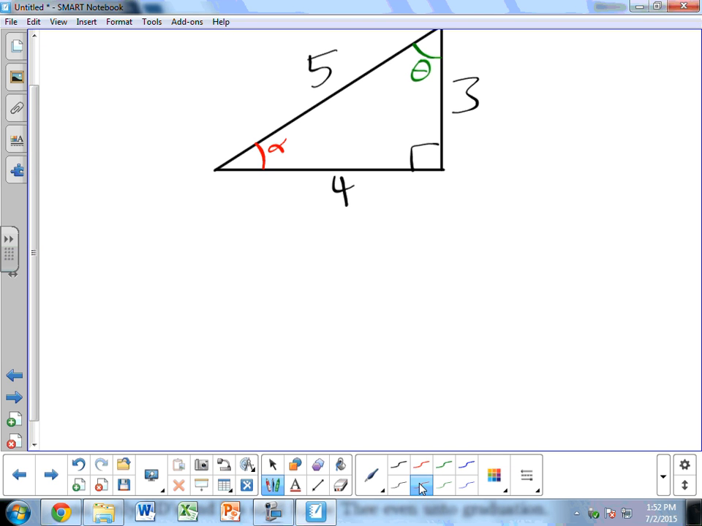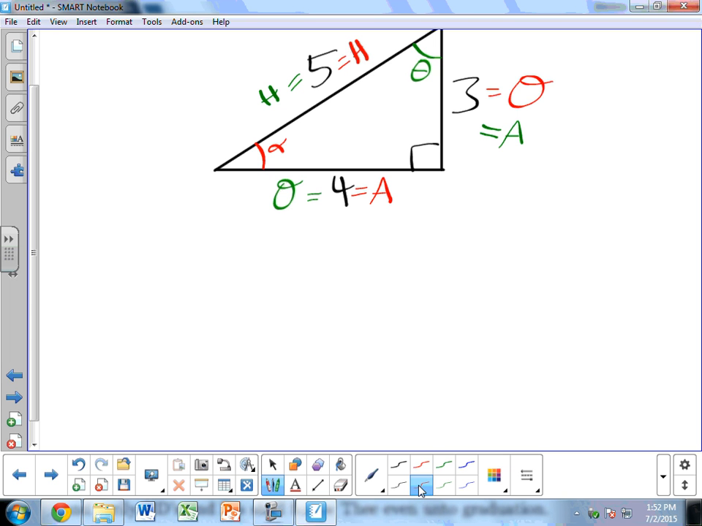So let's label what sides are what. For alpha, 5 is going to be the hypotenuse, 3 is going to be the opposite side, and 4 is going to be the adjacent side. For theta, 5 is still going to be the hypotenuse, 3 is now going to be the adjacent side, and 4 is now going to be the opposite side. Because whichever reference angle you use changes what these sides are. So this is very important. So let's figure out alpha first.